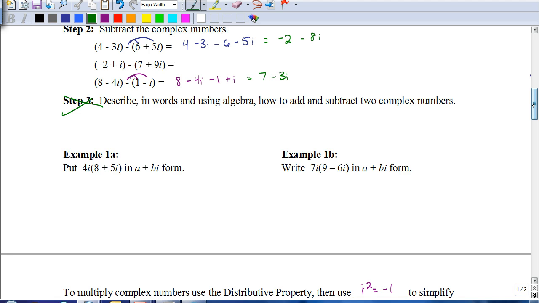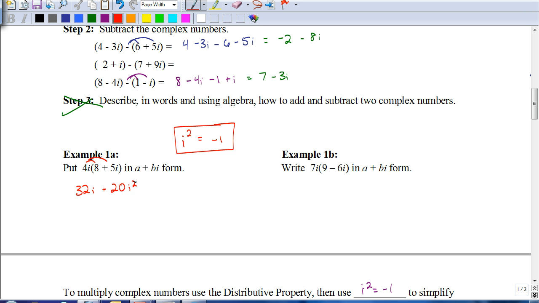Speaking of distributing, let's look at these. So here I'm going to have to distribute the 4i times the 8 plus 5i. Now remember, we need to recall from the previous lesson that anytime we have i squared, we need to simplify that because i squared is the same as negative 1. So when I distribute 4i through here, I get, well, 4i times 8 is 32i, and 4i times 5 is 20i squared.